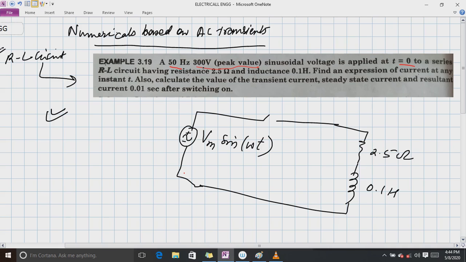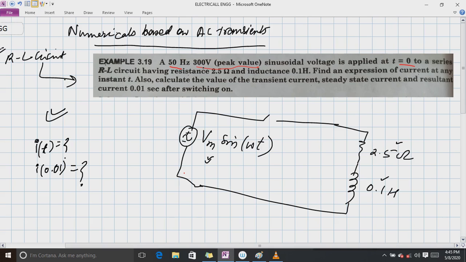So let us do the question. The first question belongs to the RL circuit. A 50 hertz, 300 volt sinusoidal voltage is applied at t equals 0 to an RL circuit. R equals 2.5 ohm, L equals 0.1 Henry. Find an expression for the current i(t). Also find the current at t equals 0.01 second.